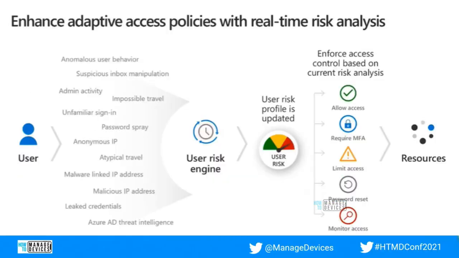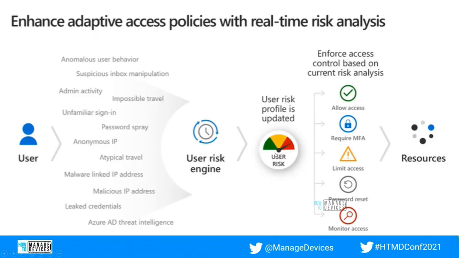So when a user signs in, these are all the different kinds of risks which have been defined from Azure AD Identity Protection. It could be anomalous user behavior, suspicious inbox manipulation, and there is a lot. Password spray, anonymous IP, atypical travel, somebody who just signed in from the UK and within the next 30 seconds is trying to sign in from the US, leaked credentials, and Azure AD threat intel. This is something coming from Microsoft's own learning, where they were running commercial solutions such as Hotmail or Xbox for many, many years. All these criteria go to the user risk engine, and that is how the user risk is defined.